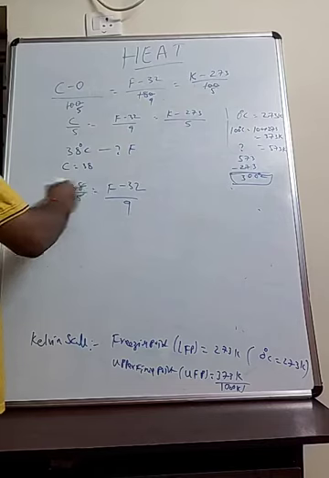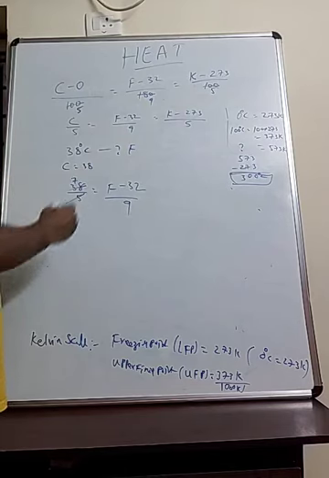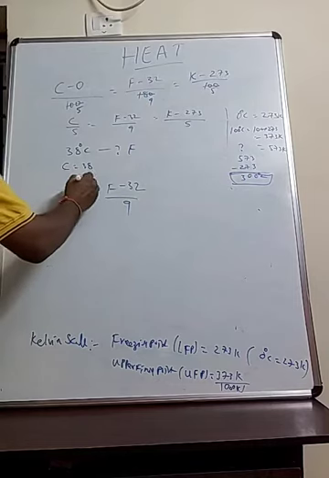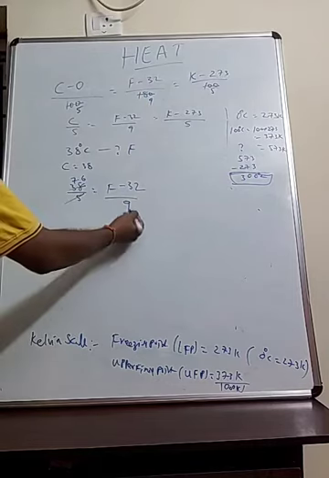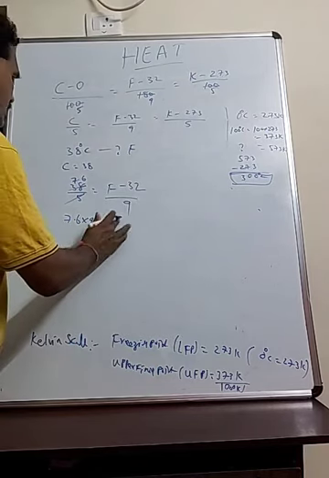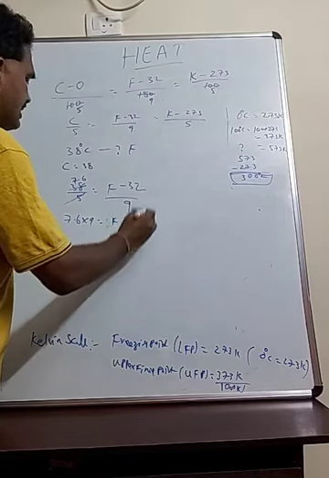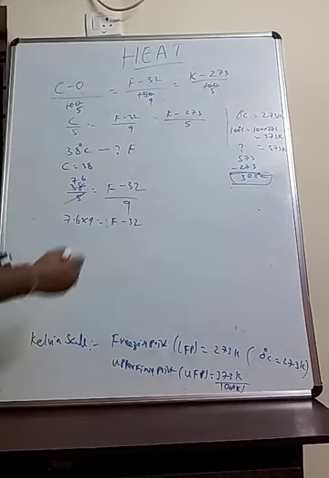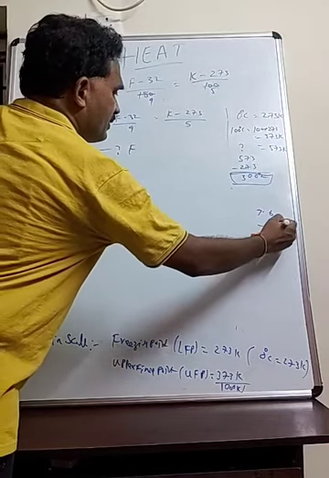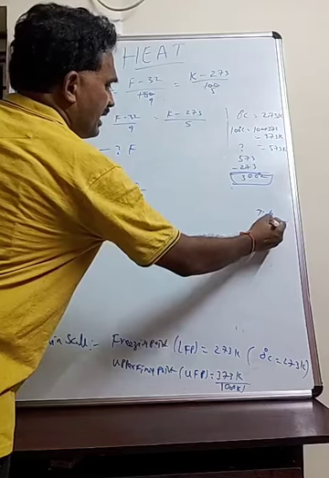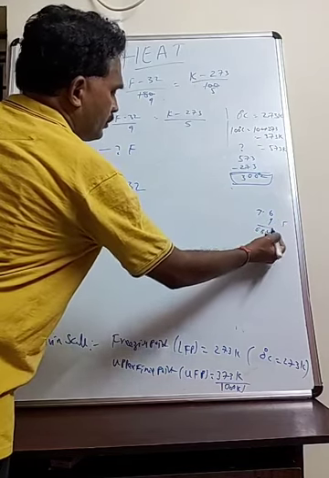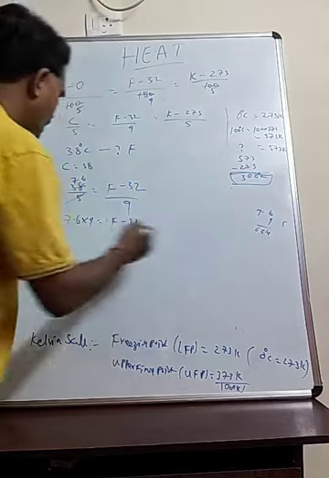Here we can cancel the 5 with the 7, so 5 sevens are 35. We get again 3.30, so 6, 7.6. So we can cross multiply this 7.6 into 9, which is equal to F minus 32. If you multiply 7.6 with 9, 9 sixes are 54, 5 4 5, 7 nines are 63, 63 plus 5 is 68. One decimal point you need to put, so one number after the point: 68.4.